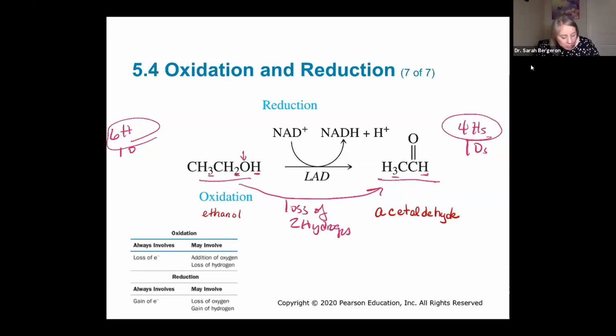Go back to your table over here. Where do we see loss of hydrogen? Loss of hydrogens right here. So this must be oxidation. So that's what we're saying. We have an oxidation reaction happening when we go from ethanol to acetaldehyde. Now, let's look at the other part of that.